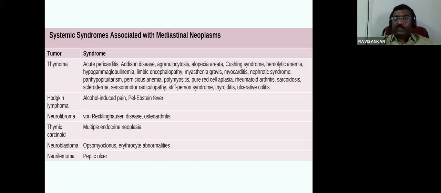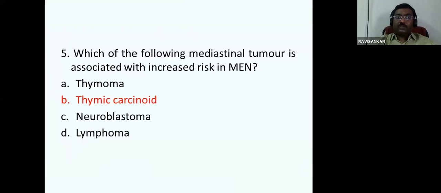You can see the neurofibroma is associated with Von Recklinghausen disease or neurofibromatosis. A thymic carcinoid is associated with MEN1. MEN1 is very classical of thymic carcinoid. The neuroblastoma, you know, can be associated with the opsoclonus-myoclonus syndrome or dancing eyes. The neurilemmoma can be associated with peptic ulcer. So the mediastinal tumor associated with MEN is thymic carcinoid.